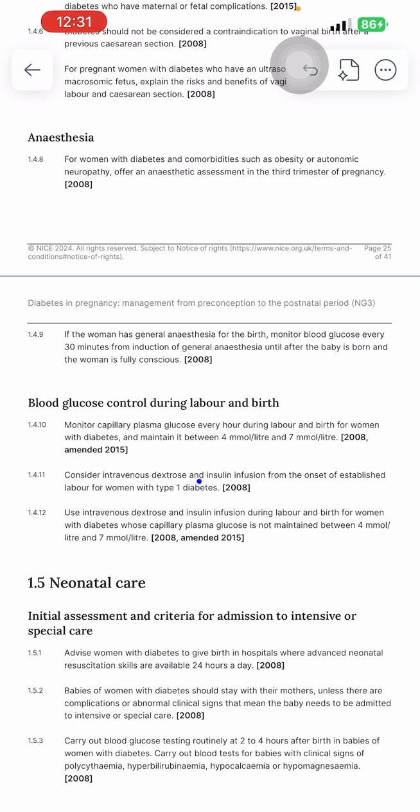Consider IV dextrose and insulin infusion from the onset of established labor for women with type 1 diabetes mellitus. Usually in type 1 diabetes mellitus we start her insulin infusion, but in type 2 diabetes mellitus and gestational diabetes mellitus, if her glucose level is too high and cannot be controlled, we have to individualize that. If the sugar level is not controlled, then you have to start her insulin infusion.